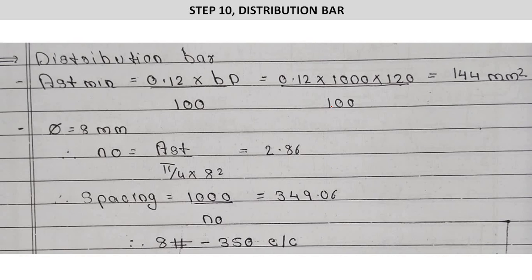So it is okay. Now, the last but not the least, step number 10 is the distribution bar. For calculating the distribution bar, the formula is provided for the area of steel in tension as minimum steel, 0.12 into B into capital D upon 100. So B is equal to 1 meter, so we will convert into mm: 1000 into capital D, which means overall depth as 120 mm, divided by 100. So we'll have the value of area of steel, minimum steel, as 144 mm square.